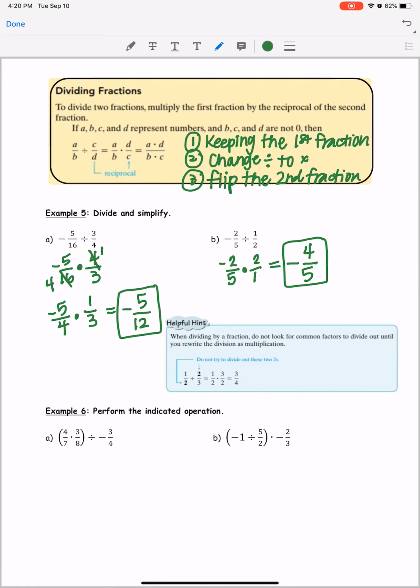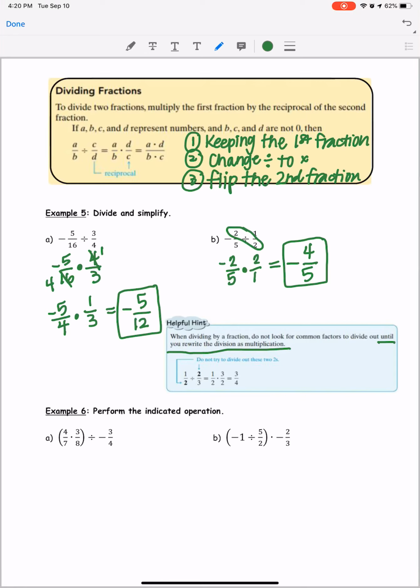Now you do have a helpful hint right here, and this one's a pretty good helpful hint. It says, when dividing by a fraction, do not look for common factors to divide until you rewrite the fraction as you multiply. So if you notice here, if I cross reduce, we could reduce like this becomes 1, this becomes 1, but you do not cross reduce until after you write this as a multiplication. So it says, until you rewrite the division as multiplication, do you reduce. So just kind of keep that in mind.